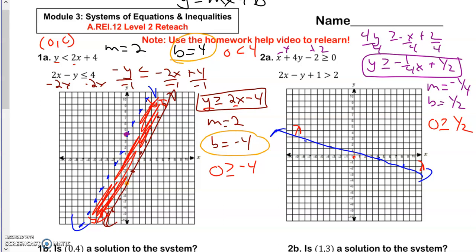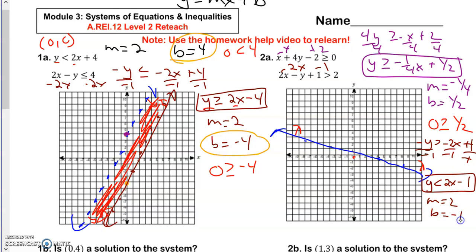So the last one, I'm going to subtract the 2x, and I'm going to subtract a 1. So then I'm going to get negative y is greater than negative 2x plus 1. Then I'm going to divide by a negative 1, which means I have to change the inequality sign, and now it's less than, and it's going to be a positive 2x minus 1. And my slope is 2, and my y-intercept is negative 1.